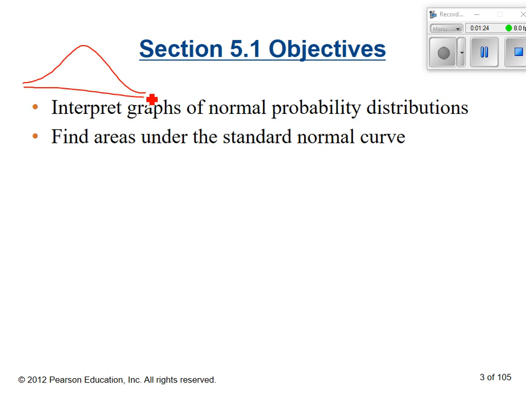So first section here, interpret graphs of a normal probability distribution, find areas under those. So we're going to find an area like we might be looking at this area. Maybe Braden on his ACT scores right here, and he wants to know how many people in the country that took the ACT test are not as smart as him. So we'll find that area underneath there.